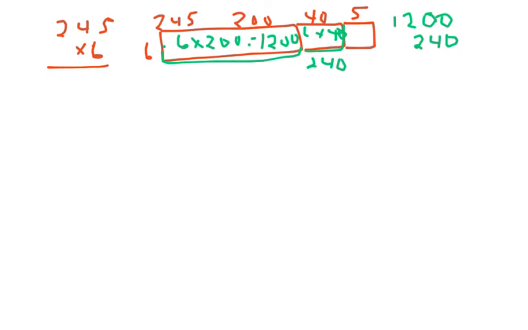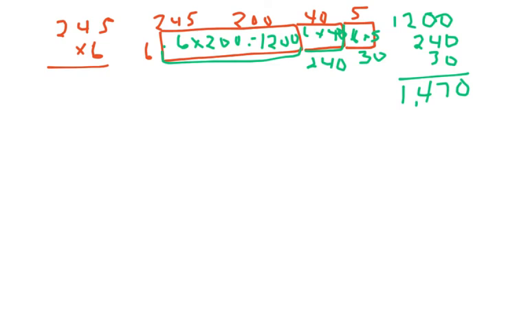Okay? The next one then is 6 times 5, which is 30. So we have 30 more to add on. So there it is. 0 when you add it. 4 and 3 is 7. 2 and 2 is 4. And 1 more. So we get 1,470.